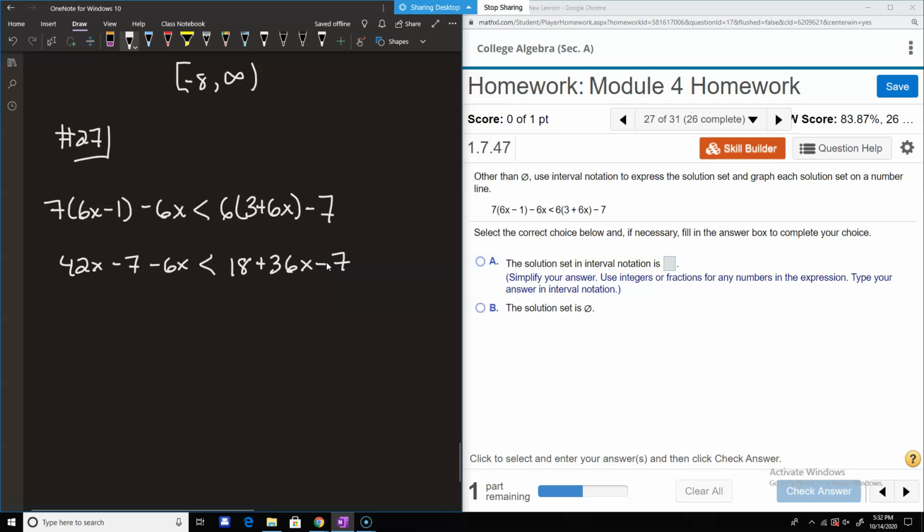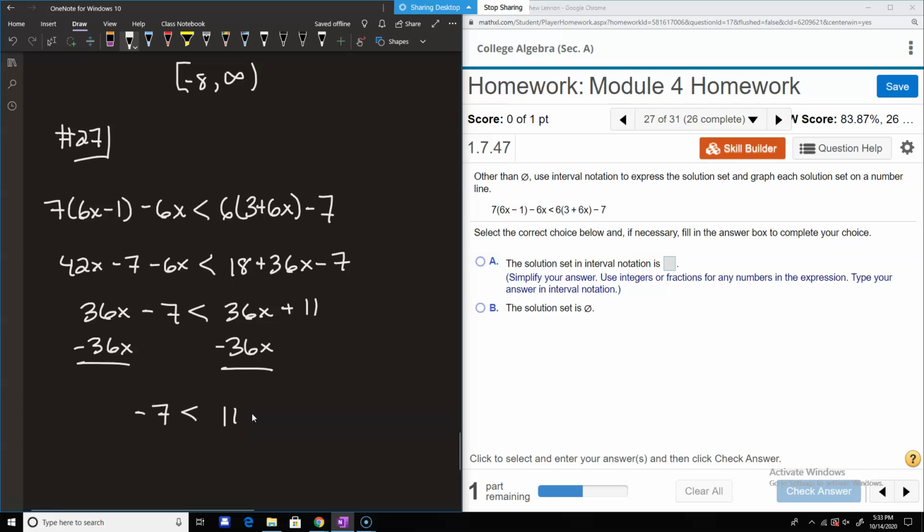So on the left I can add 42x minus 6x. So that gives me 36x minus 7. And this is less than 36x plus 11. Okay, so then what I can do if I try to combine my x's, I could subtract 36x on both sides, but then all the x's go away and I end up with minus 7 is less than 11. Okay, so the first question is, is that true? Is minus 7 less than 11?